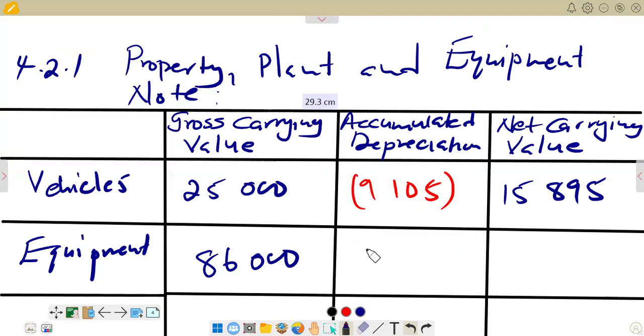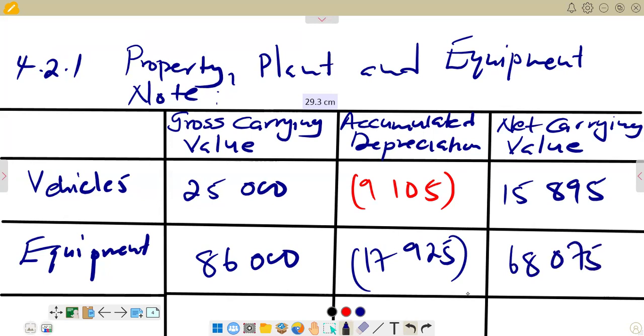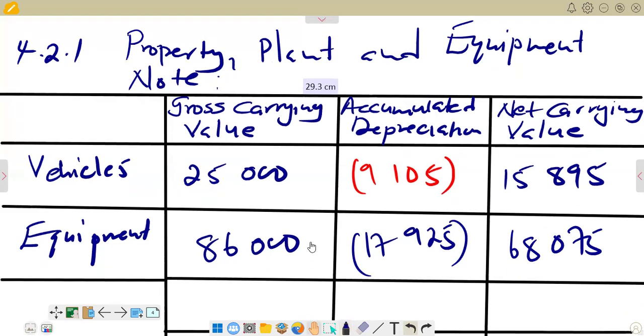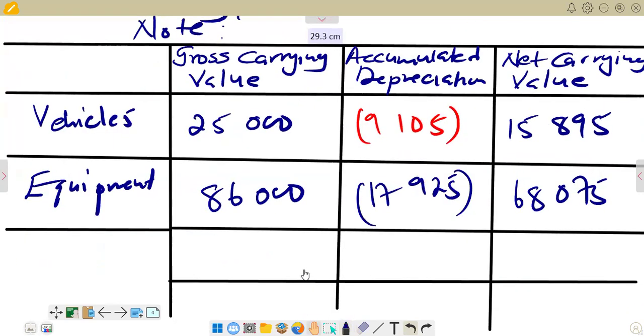So this is our depreciation, and obviously we subtract it from the gross carrying value to get our net carrying value. So if you subtract there, you'd see that you get 68,075. So this is what we have in terms of the first part. Before we go to the second part, we just make our additions there.